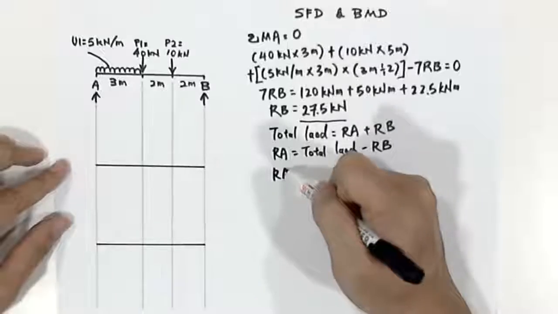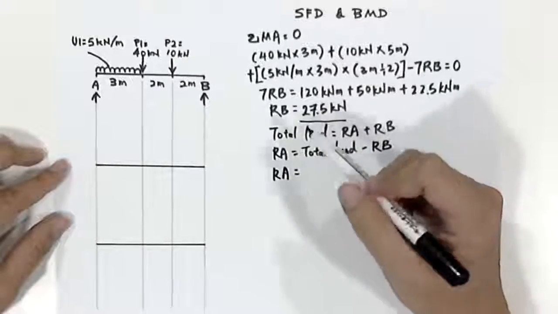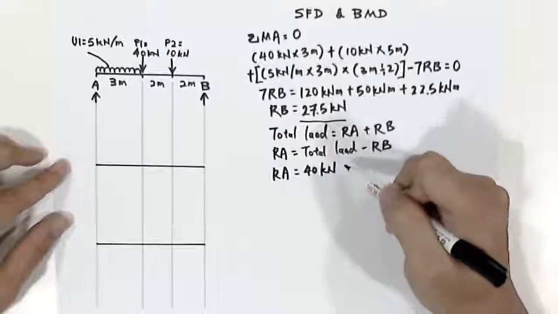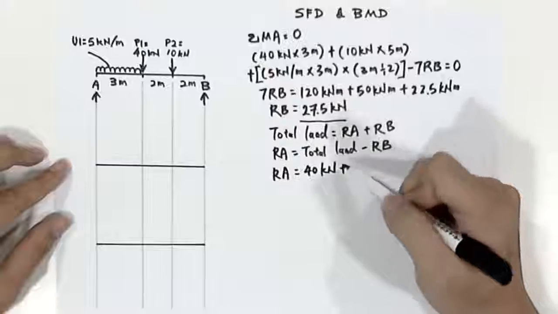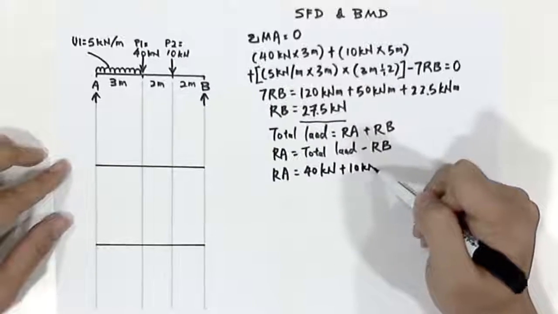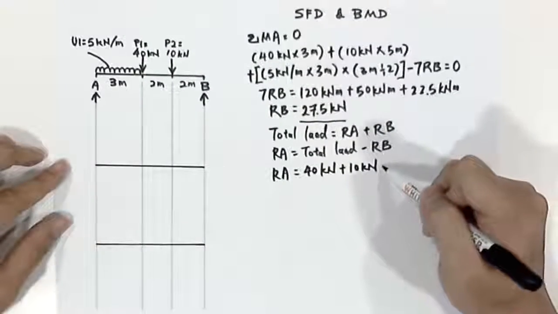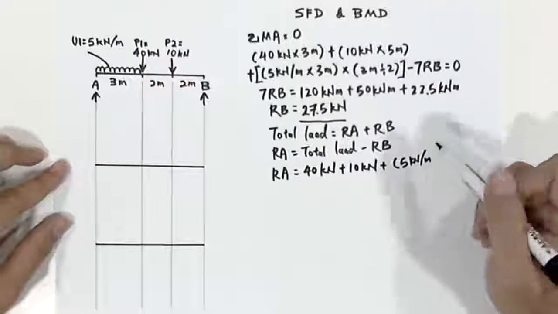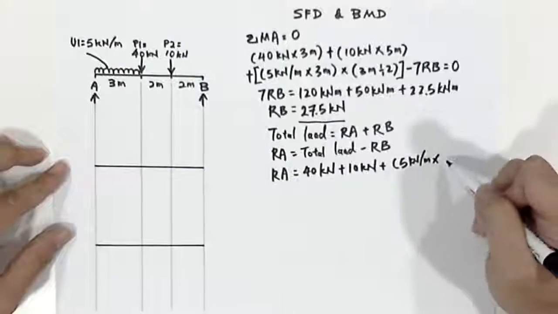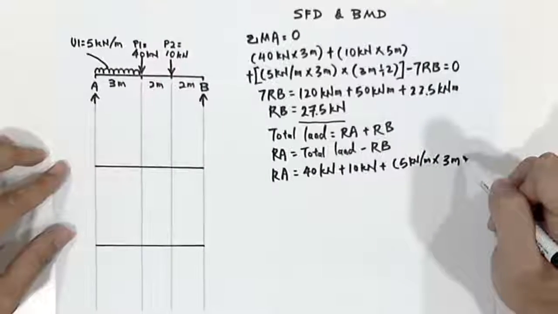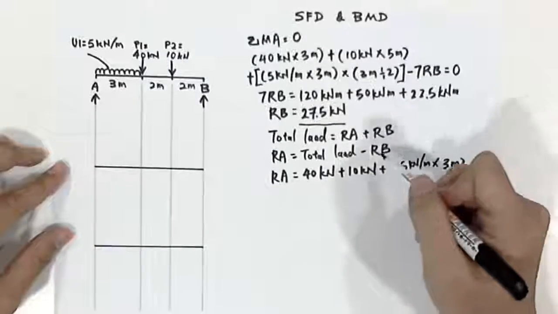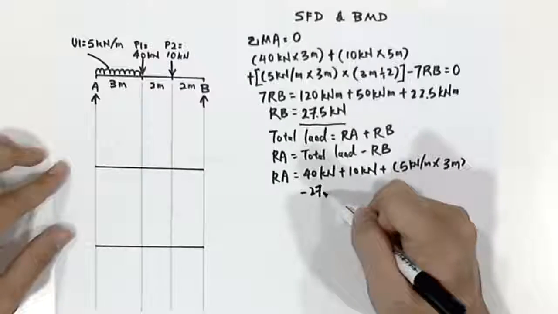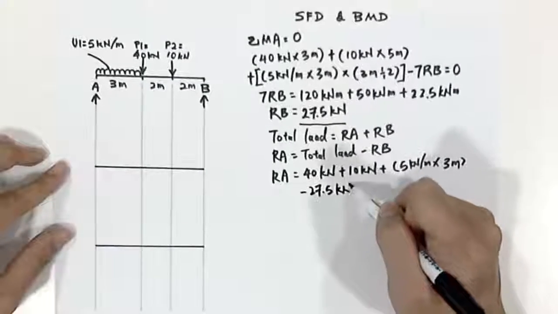Therefore we have RA equals to the first load, 40 kilonewton, plus 10 kilonewton, plus 5 kilonewton per meter times 3 meter. And then we have to minus RB, which is 27.5 kilonewton.